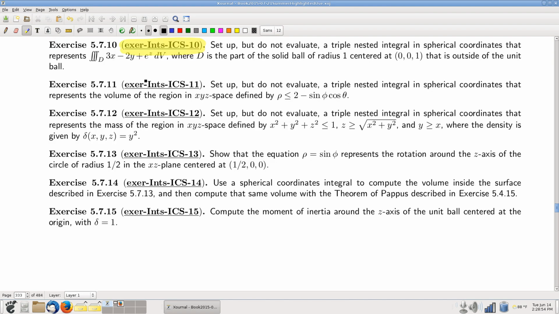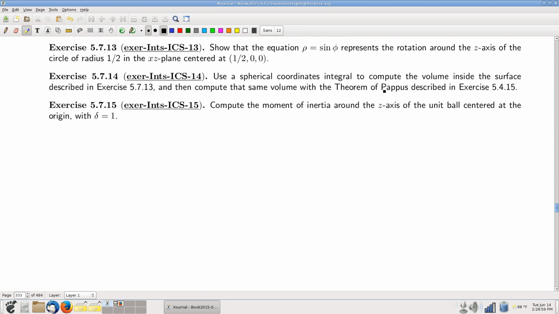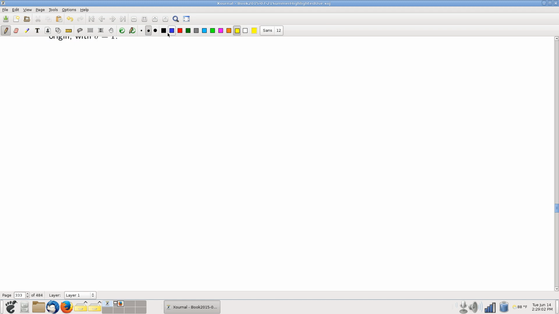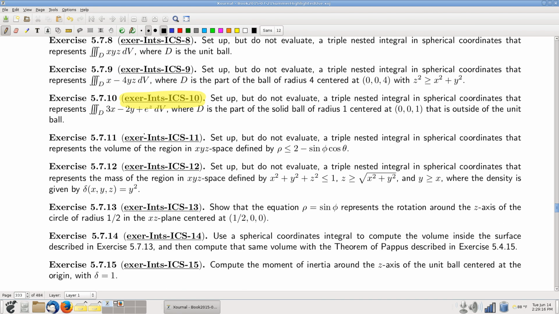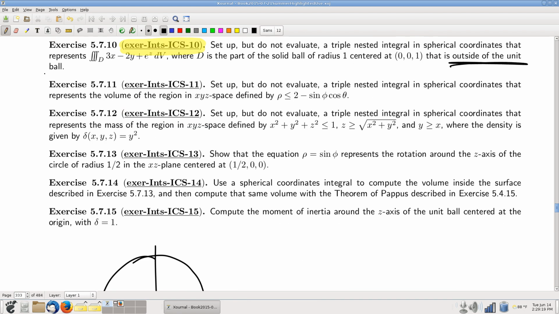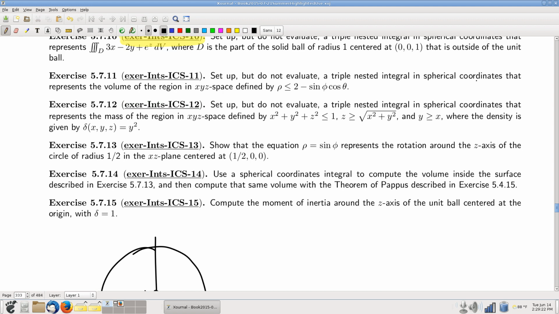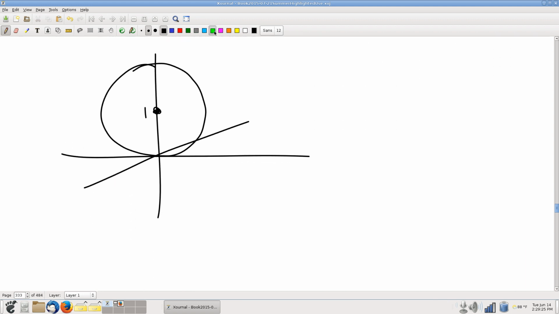Okay, we are looking at, let's start with the solid ball of radius 1 centered at 0, 0, 1. Well, that's not that different from the one we just talked about. So there that is, right? And the center is at 1, the radius is 1. And we want the part that's outside of the unit ball, and the unit ball on this picture would look something like that.